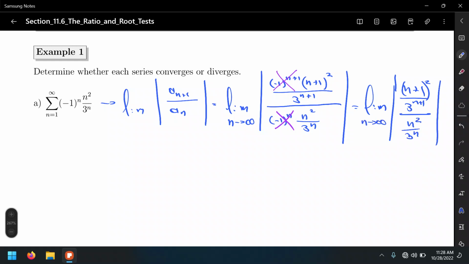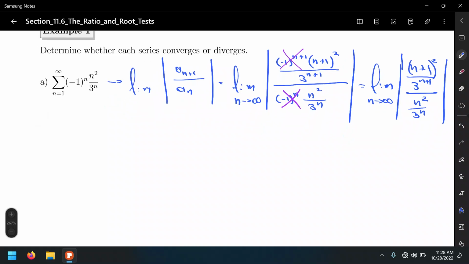as n approaches infinity. Well, we can simplify this weird looking quotient by multiplying by the reciprocal of the denominator. So that's going to be the limit of n plus 1 squared over 3 to the n plus 1 times the reciprocal of the denominator, which is 3 to the n over n squared. And here is the part where we're going to start doing the algebra to simplify this expression and in the end compute the limit. So n plus 1 squared, let's square the binomial.